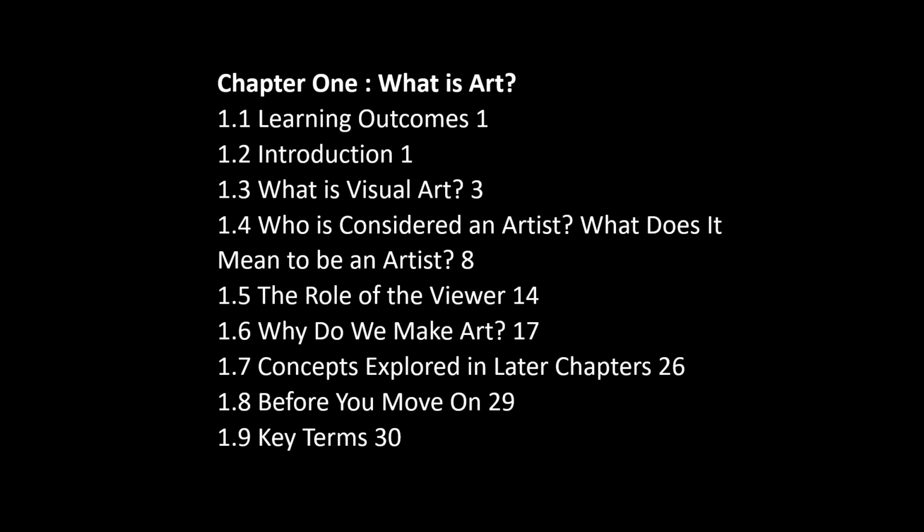So, for instance, we have learning outcomes, the introduction, what is visual art, who is considered an artist, what does it mean to be an artist, the role of the viewer, why do we make art, concepts explored in later chapters, giving you an overview of the rest of the textbook, and a few questions to ask yourself before moving on to the next chapter. How well have you learned the material? And then there's a glossary at the end of each chapter.